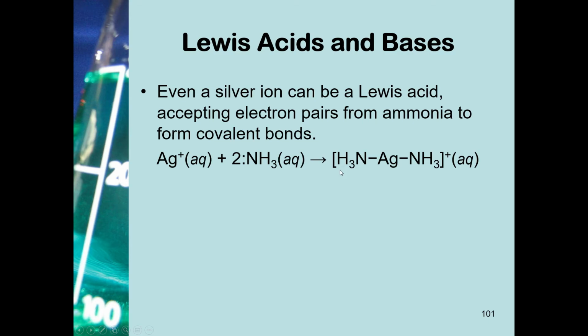But that's actually the right way, according to the way we're supposed to write things, with the positive first and the negative second, but that's neither here nor there. So silver is accepting the electron pair, and so it's going to form this complex polyatomic ion that has a positive charge. It's a silver attached to 2 ammonia molecules.